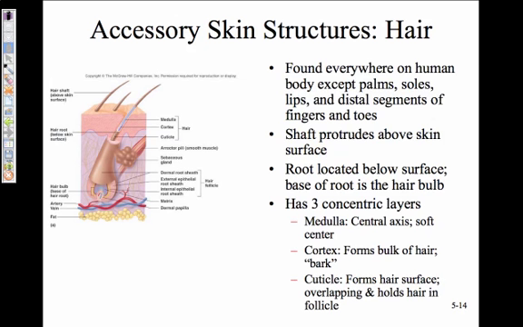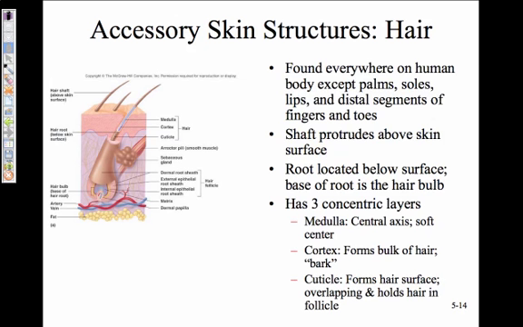The shaft of the hair protrudes above the skin surface, and the root is located below the surface, and the base of the root is called the hair bulb. So right here is the hair bulb. Here's the shaft of the hair, it extends above the skin surface, and then the hair follicle is actually this whole part of the hair. It has three concentric layers.